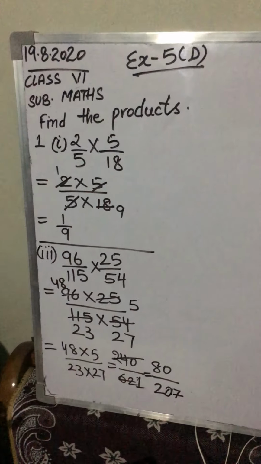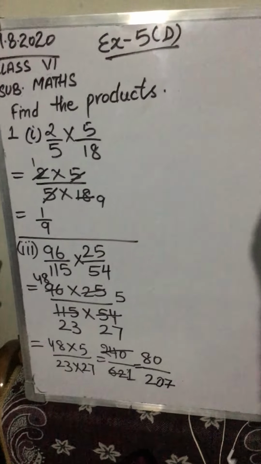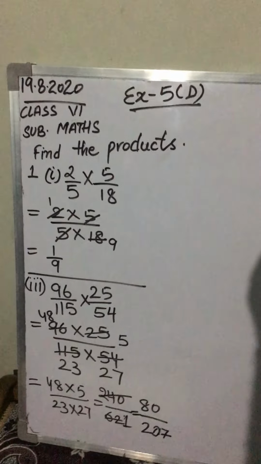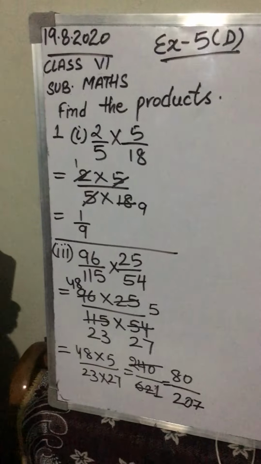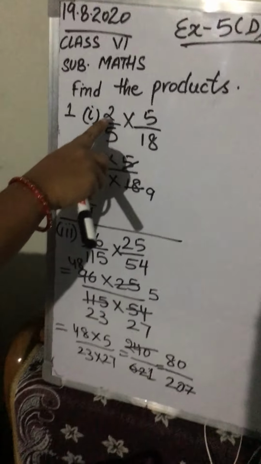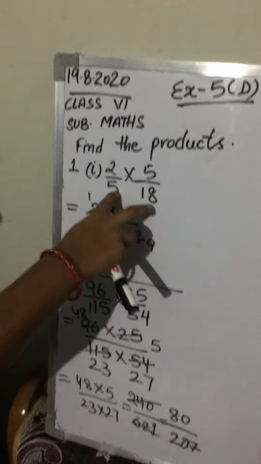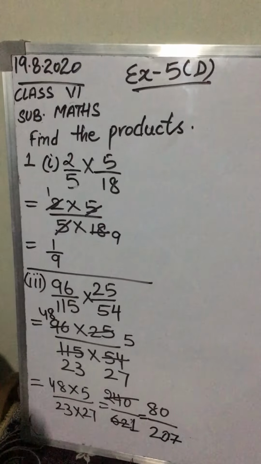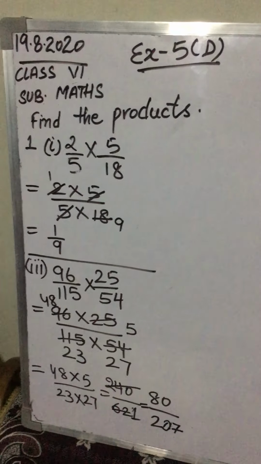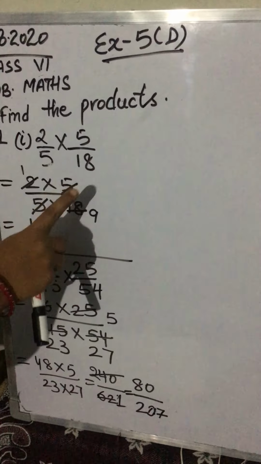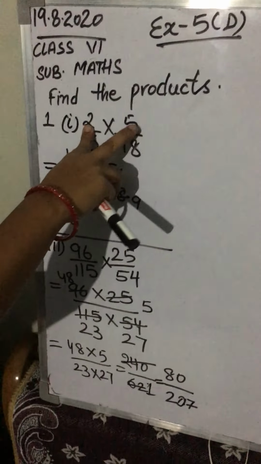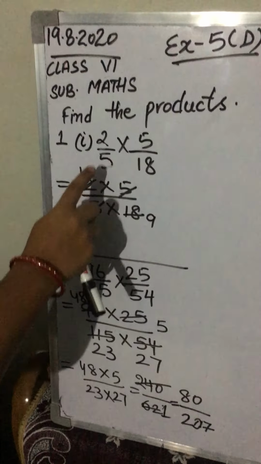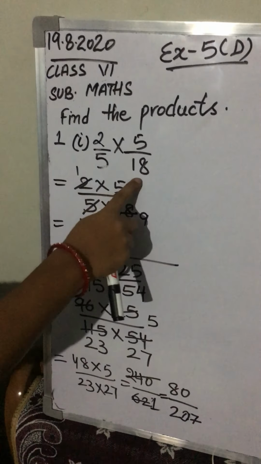See, children, when we have to multiply two fractions, what is the rule? We have to multiply the numerators by the product of denominator. That means we have to multiply numerator by numerator and denominator by denominator. See, its first part. 2 by 5 into 5 by 18. What I told you, what is the rule? That we have to multiply numerator by numerator and denominator by denominator. So 2 into 5 divided by 5 into 18.